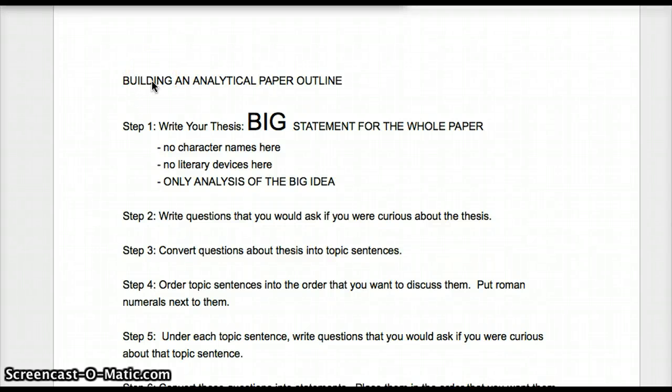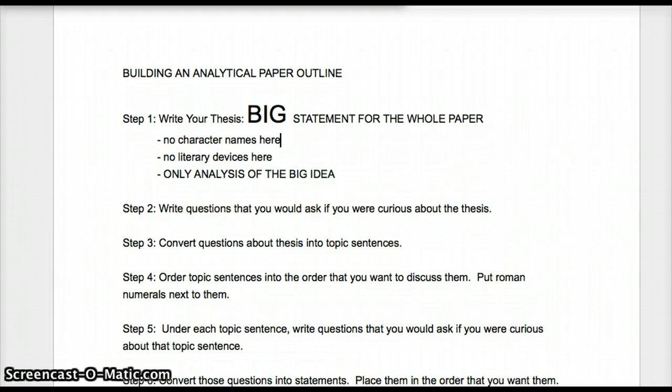Okay, let's make an outline for a big paper. Step 1, write your big statement for the whole paper. No character names, no literary devices here. They limit and squish your argument. Only analysis of a big idea.